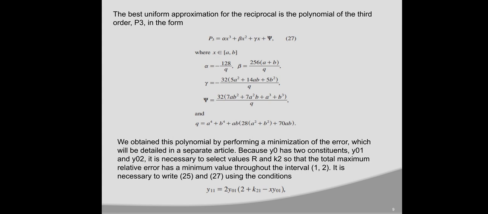Alpha equal to 128 by q, beta equal to 256 into (a plus b) by q, gamma equal to minus 32 into (a square plus 14ab plus 5b square) by q, psi equal to 32 into (7ab square plus 7a square b plus a cube plus b cube) by q, and q equal to a power 4 plus b power 4 plus ab into (28 into (a square plus b square) plus 70ab). We obtain this polynomial by performing a minimization of the error.